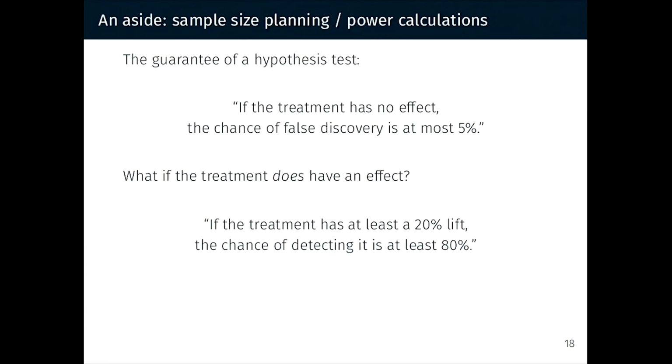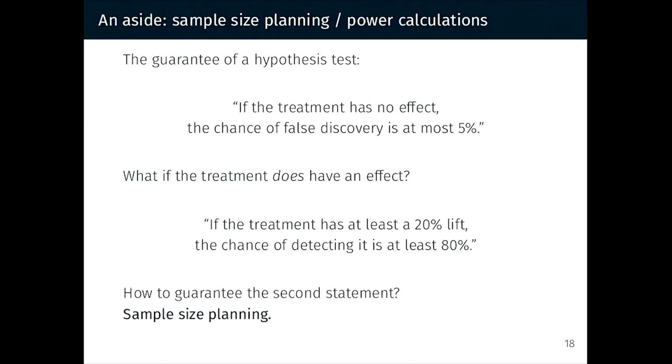So the guarantee we want here is that if the treatment has at least a 20% lift, then the chance of detecting it is at least 80%. So this is the second guarantee, that if the treatment is at least so strong, we will detect it with a high chance, a high probability. And the way we're going to get this guarantee is with sample size planning or power calculations. And to do sample size planning, we need these three numbers I've shown here. The first one, the 5% chance of making a false discovery. That's called the type 1 error rate in the lingo, although I often just refer to it as the chance of making a false discovery.